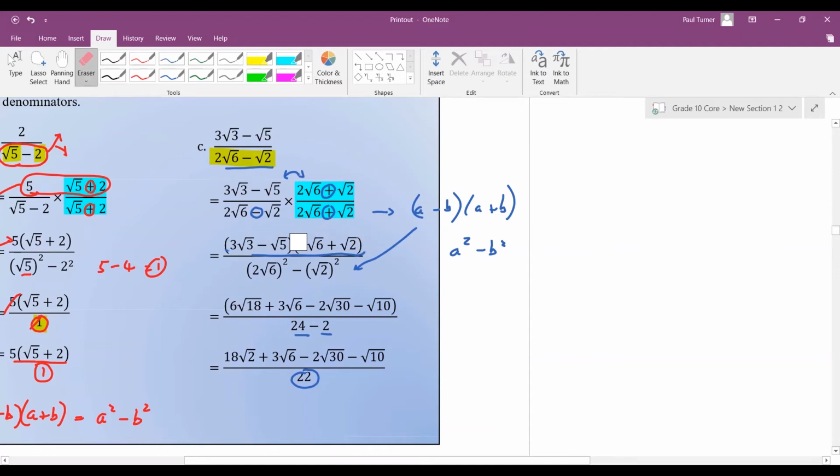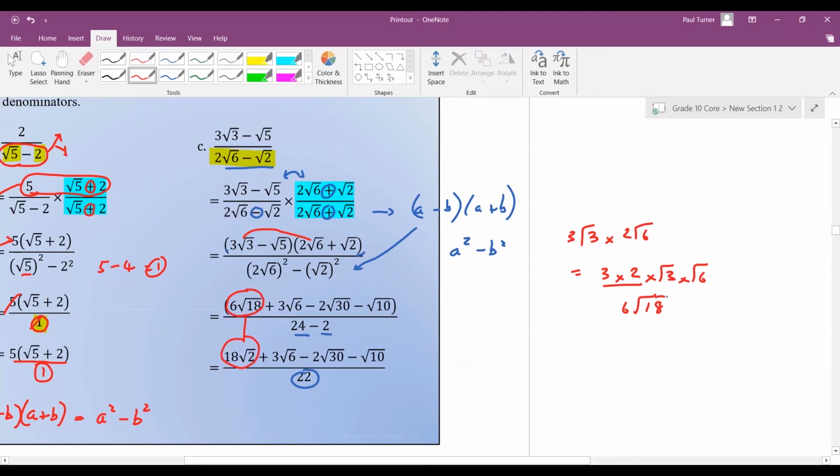So the way to do that, we had this times this. So think about that. You got 3 root 3 times 2 root 6. So multiply the numbers. Let's just rearrange it. 3 times 2 times root 3 times root 6. So you've got 6 root 3 root 6 is root 18. And then 6 root 18 can be simplified again.